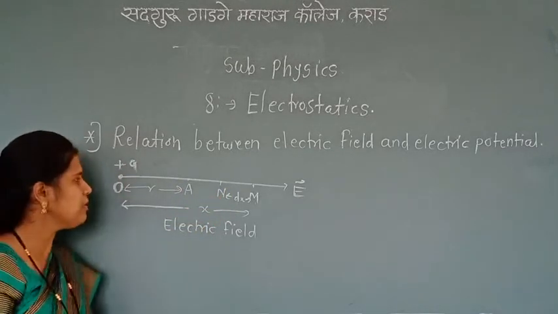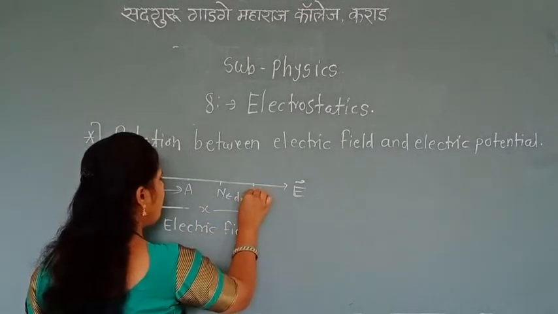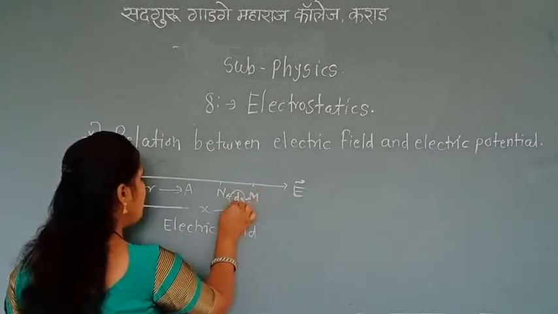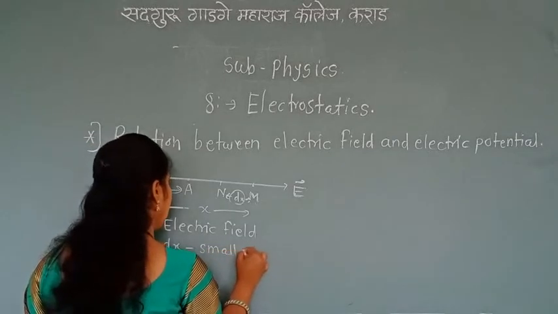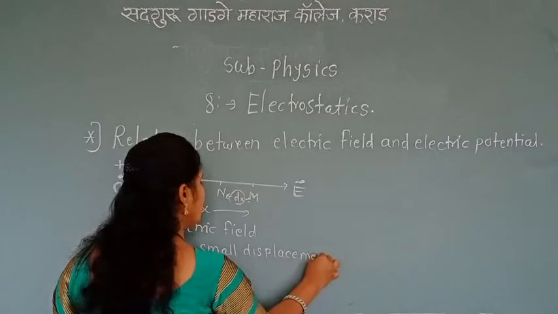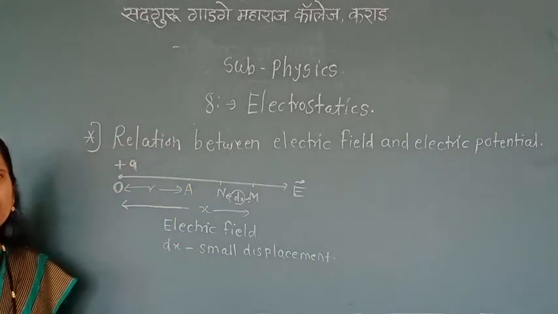There is a small displacement when the charge moves from point M to N. ds is the small displacement. This small displacement is produced for the unit positive charge Q.